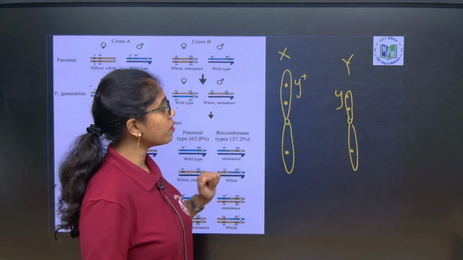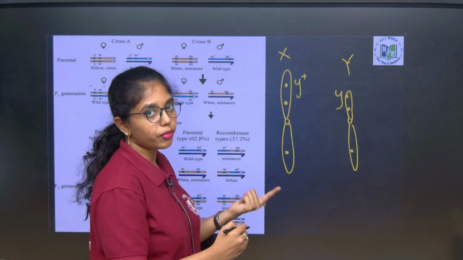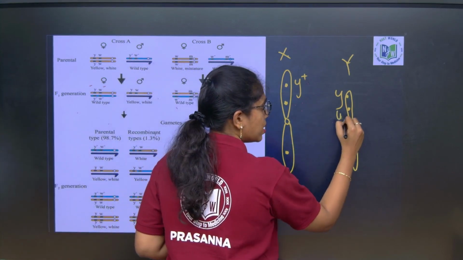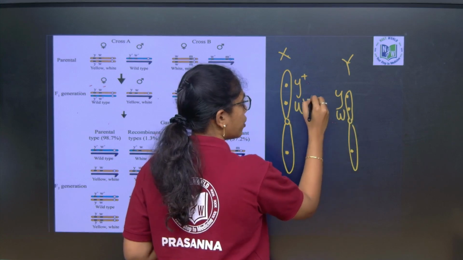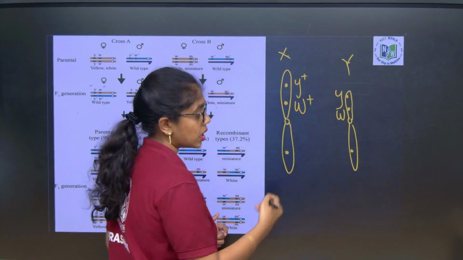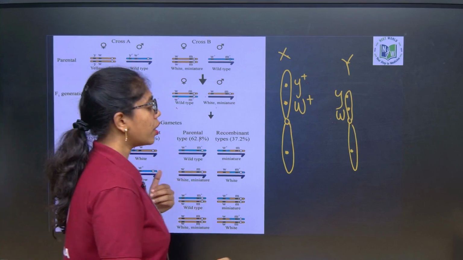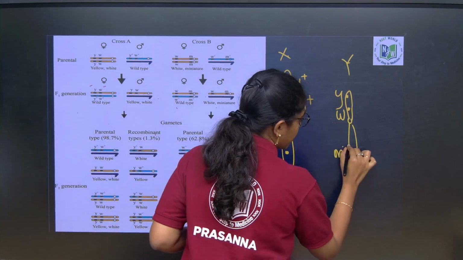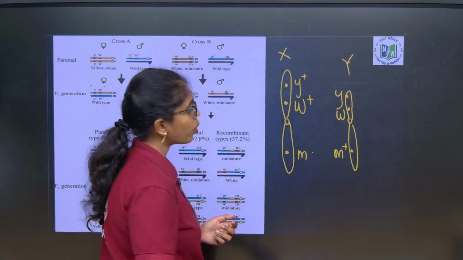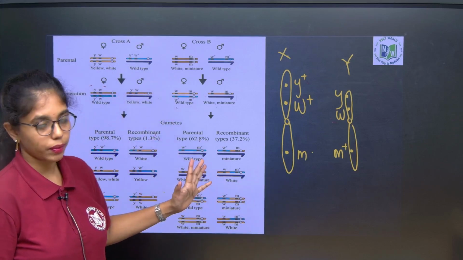For eye color, which is dominant? Red eye is dominant, white eye is recessive. The name is given as white. Here for red, it is W plus. Same way, miniature wing is recessive and normal wing is dominant. This is M plus and this is M. Okay, so like this he has given the names.